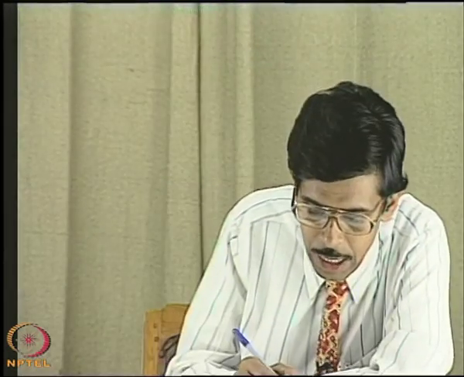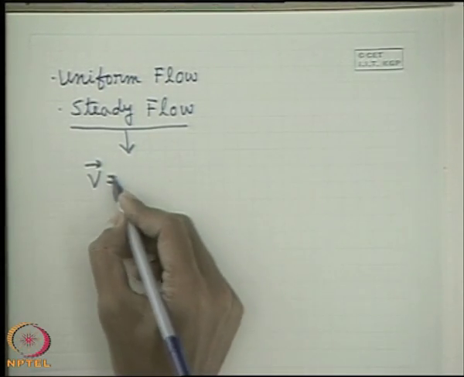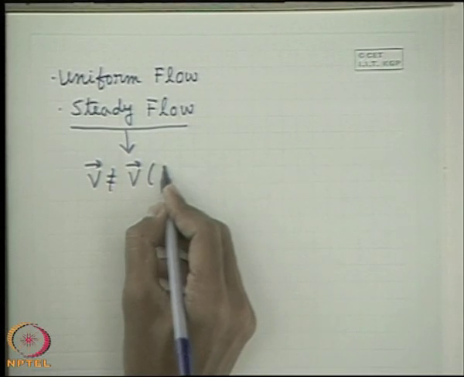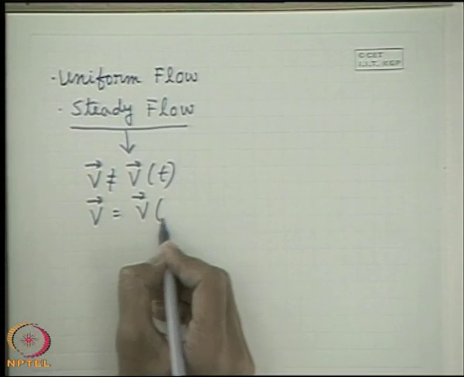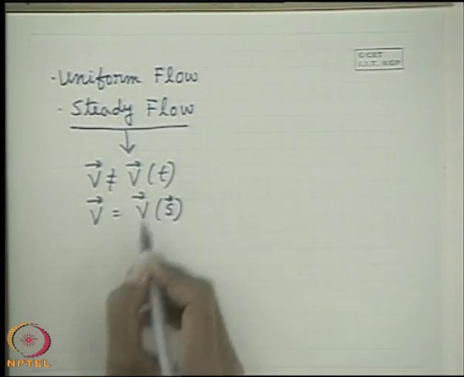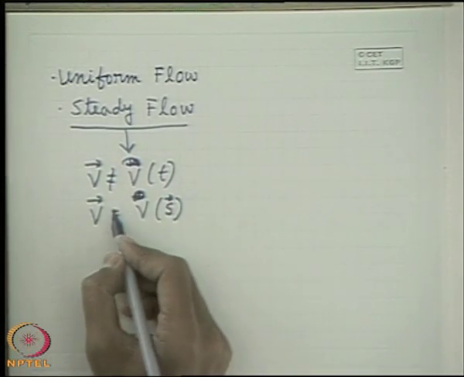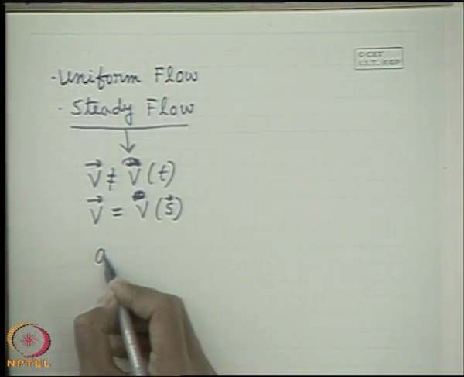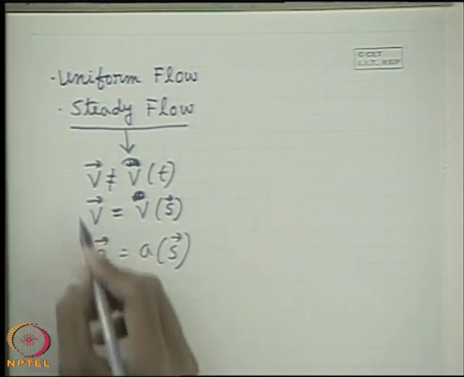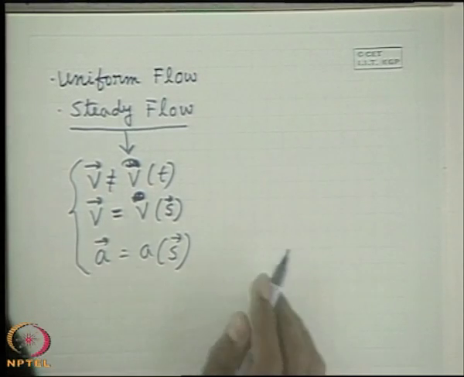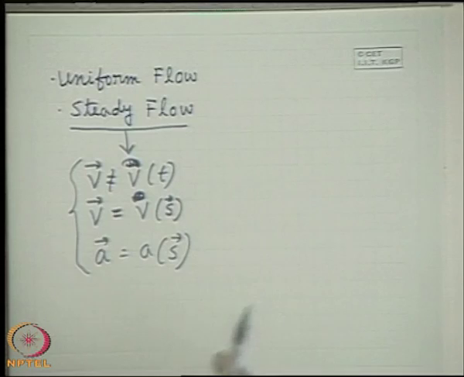So, therefore, in a steady flow, the Eulerian approach says that V bar is not a function of time. That means the only consequence is that V bar is a function of space coordinates only. Similarly, the acceleration is a function of space coordinates only. That means the hydrodynamic parameters and all other parameters cease to be a function of time. This is known as steady flow.